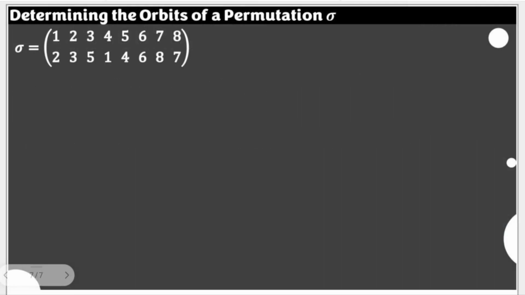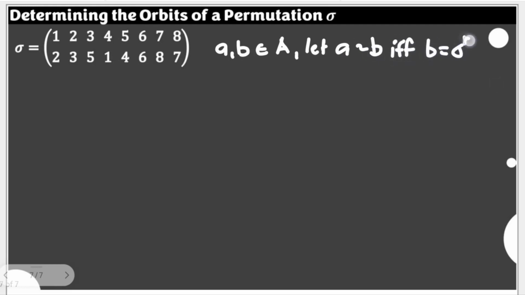This is another example of determining the orbits of a permutation sigma. We are still on S8 because we have 8 elements here. What we just need to do is to look for the sets containing the related elements, pertaining to this idea that for A and B elements of our set, in this case S8, we let A be related to B if and only if B is a result when we operate our permutation with a certain mapping from A, for some n element of the set of integers.